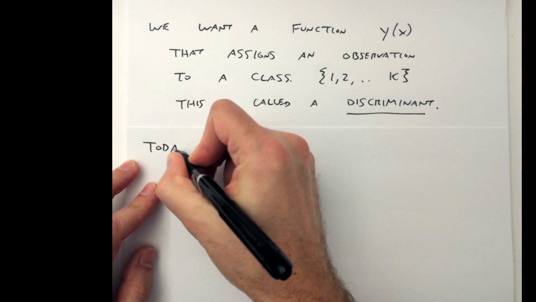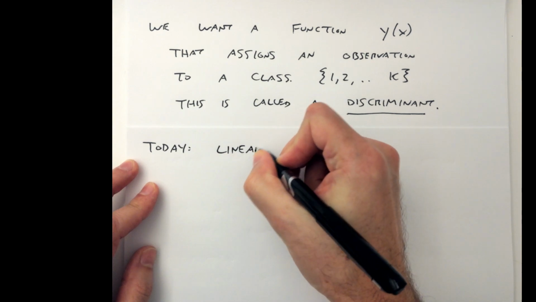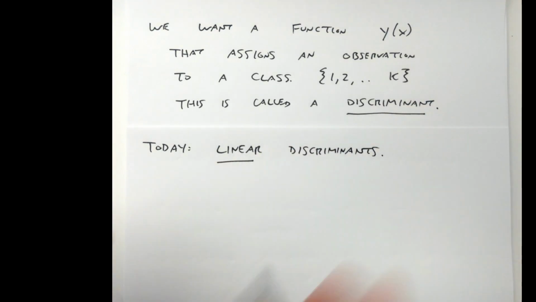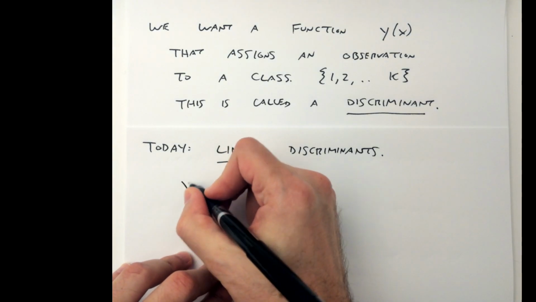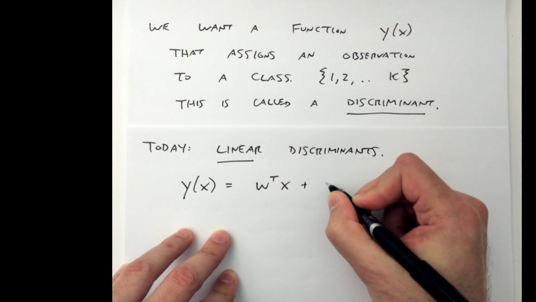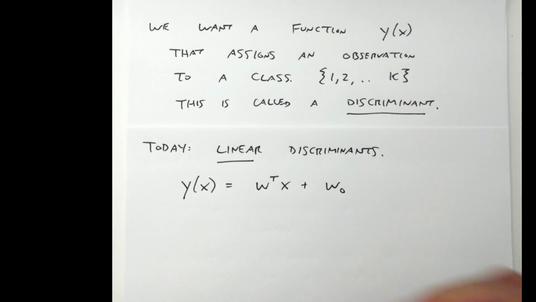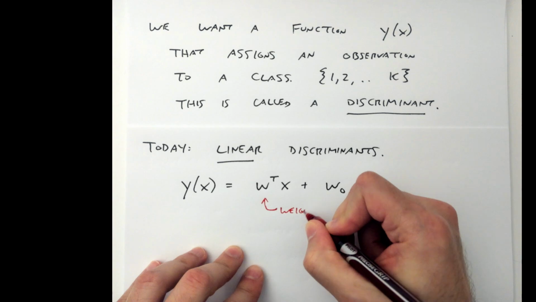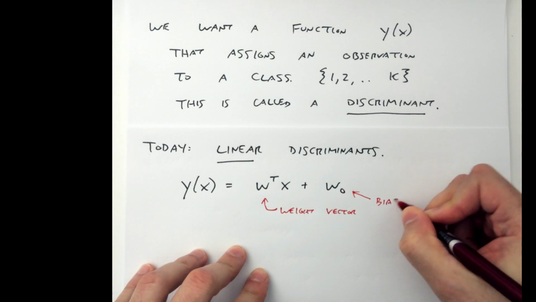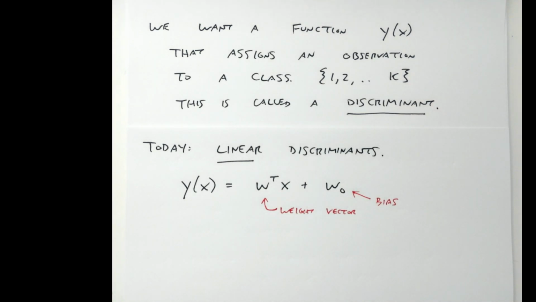Today we're going to talk about what are called linear discriminants, which is a fancy word for a simple concept. It's just saying that my function is, again, you've kind of seen this before, where I have a weight vector and I have a bias. Okay, and so you're going to say, well, this looks exactly like what we talked about for regression. Why is this different from regression? So the difference is how I use this linear function, right?